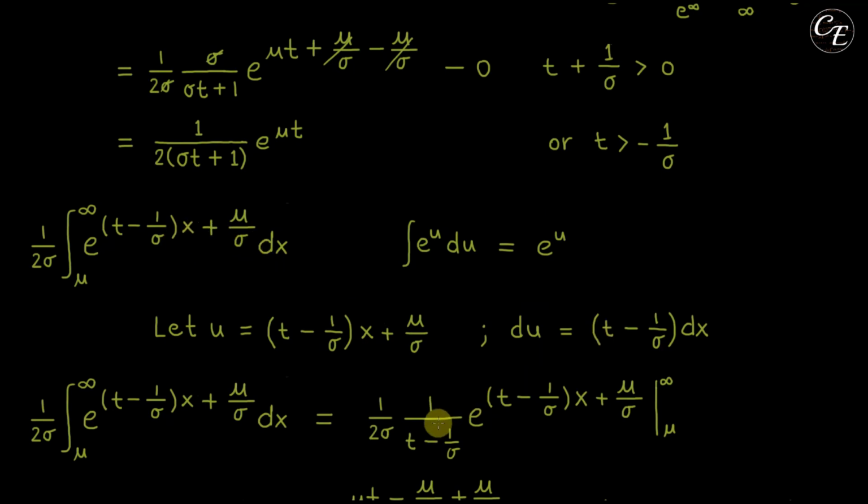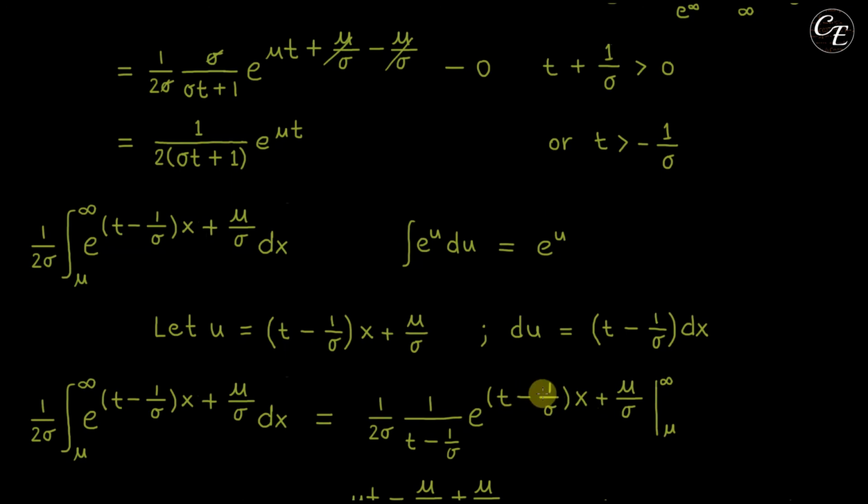Then we have here 1 over (t minus 1 over sigma) times e raised to u, which is e raised to this u, which is the same with this one. Then we have here limits mu to positive infinity. Then let us substitute this infinity for x in here. Now if this t minus 1 over sigma is greater than 0, then we will have here positive infinity, and positive infinity plus a constant is still positive infinity, and e raised to positive infinity is still positive infinity. Then we will have a moment generating function which is infinity. So to avoid that, we need to ensure that this t minus 1 over sigma is not greater than 0.